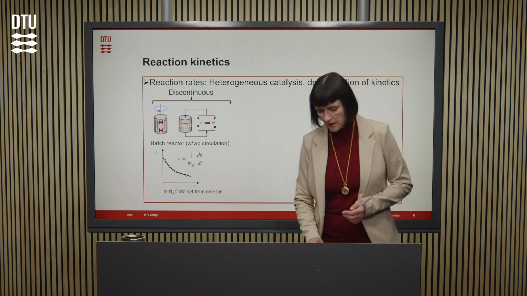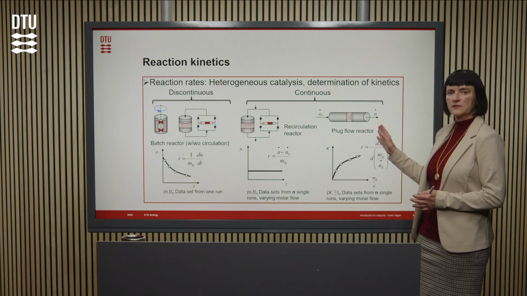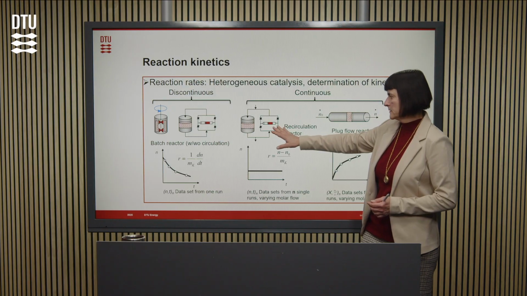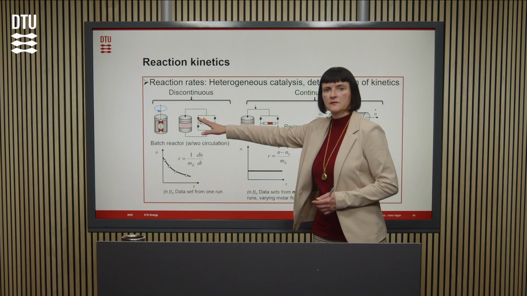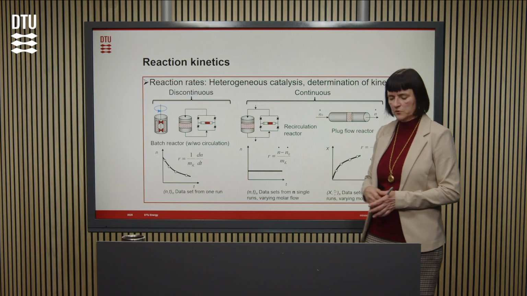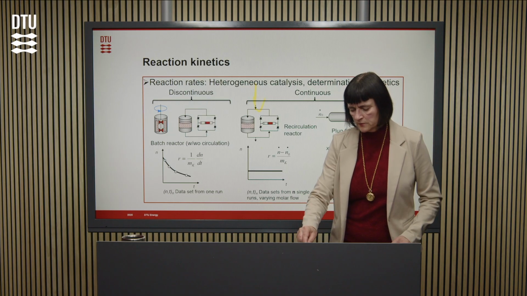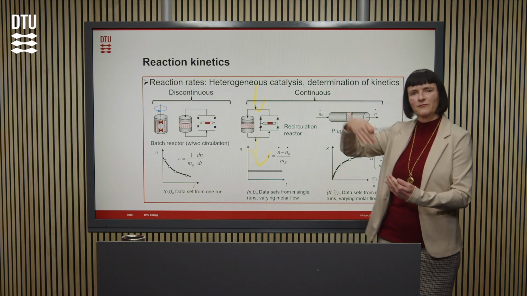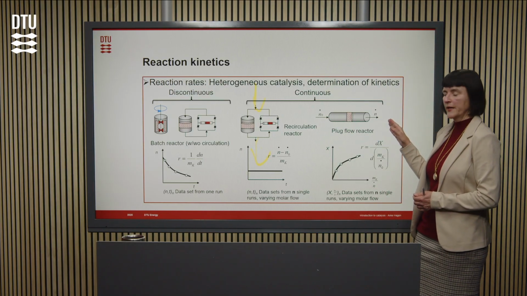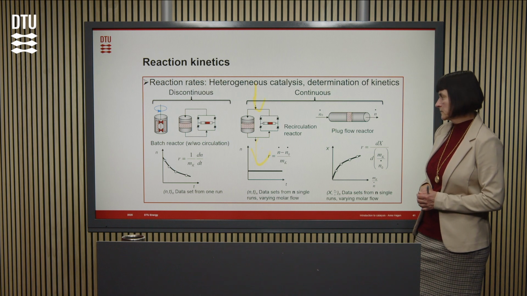Another opportunity is continuous reactors, and I've also shown two examples here. This one is a recirculation reactor. Again, it looks very much like this one. However, here, please observe you have an inflow and an outflow. So you actually have a continuous addition and removal of gases, so a flow-through actually. The same happens here in a plug flow reactor where you are flowing your gases over the catalyst bed.